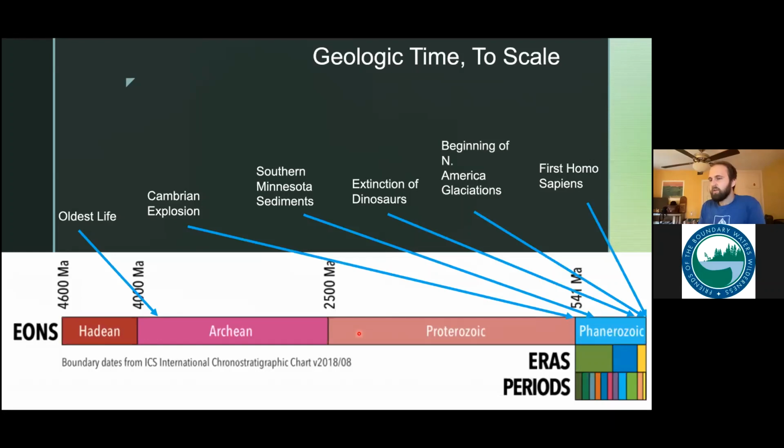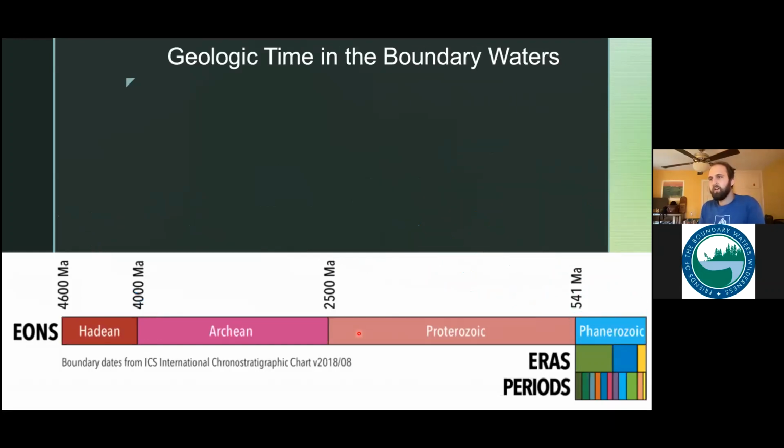So now what I want to do is take this time scale and put it onto the boundary waters. What geologic events happened, and when, in the boundary waters? For each of these that I'm about to show, I'm going to go into them in more detail later on, and also talk about some common rocks that you might actually see if you're up in the boundary waters. But for now, I'm just going to put them on this time scale.